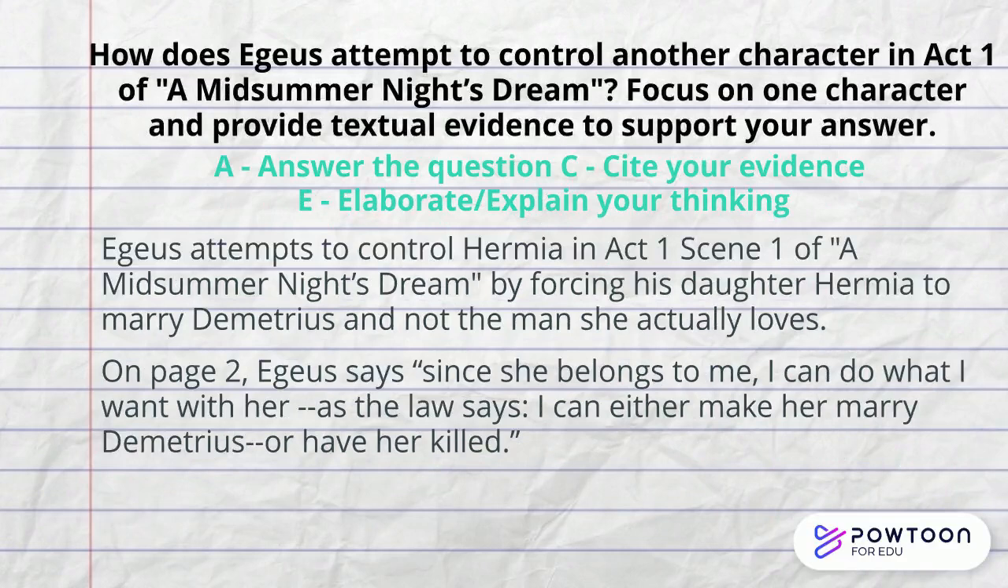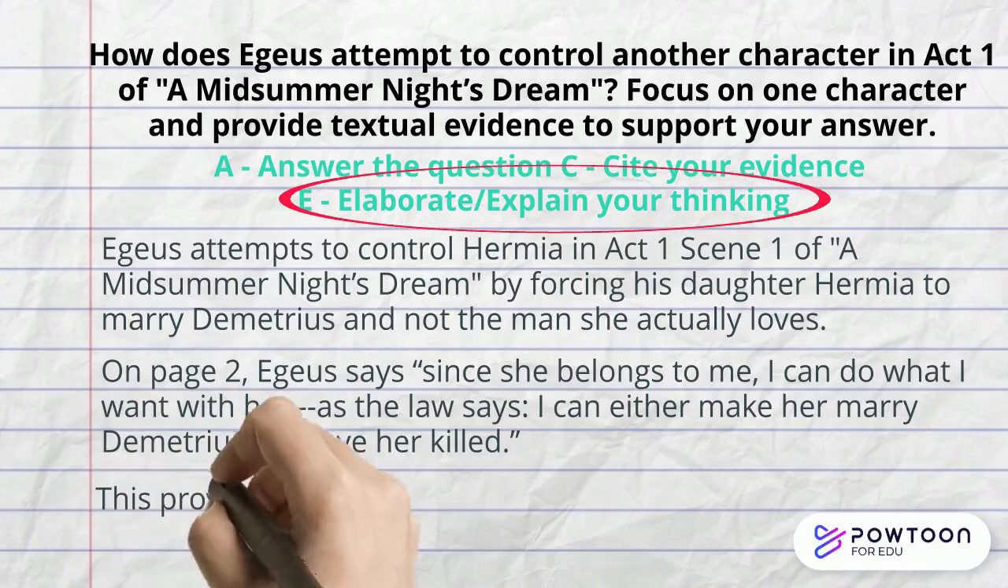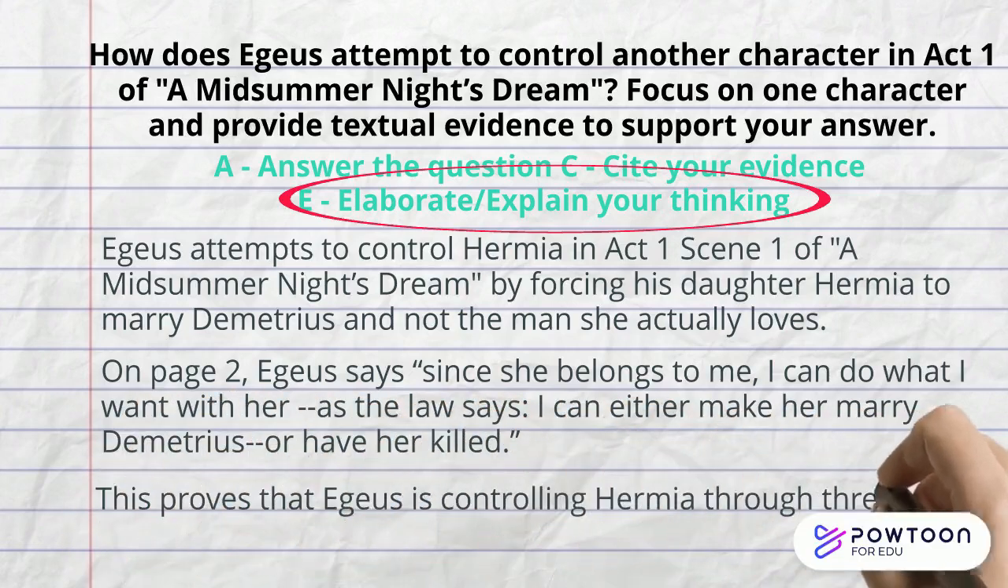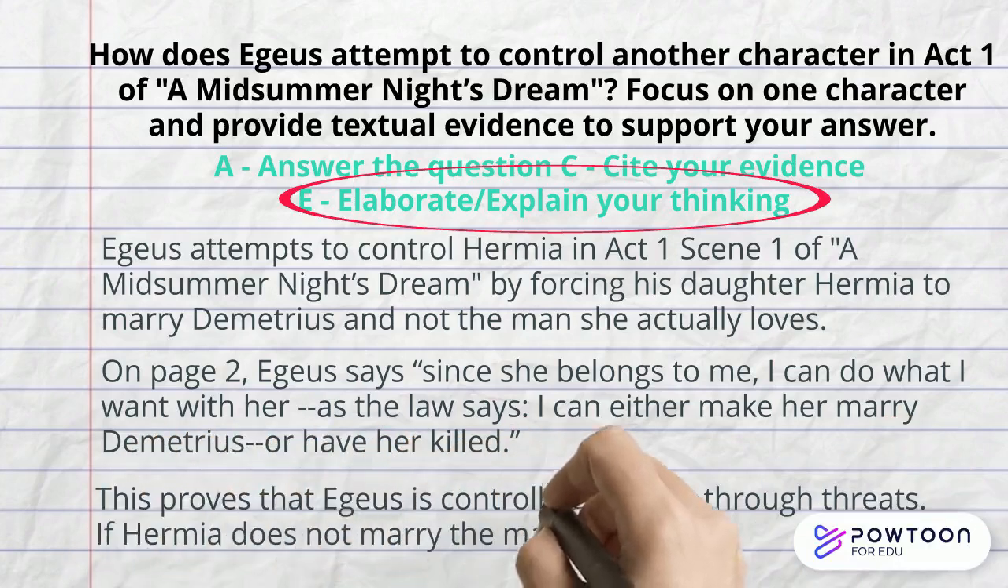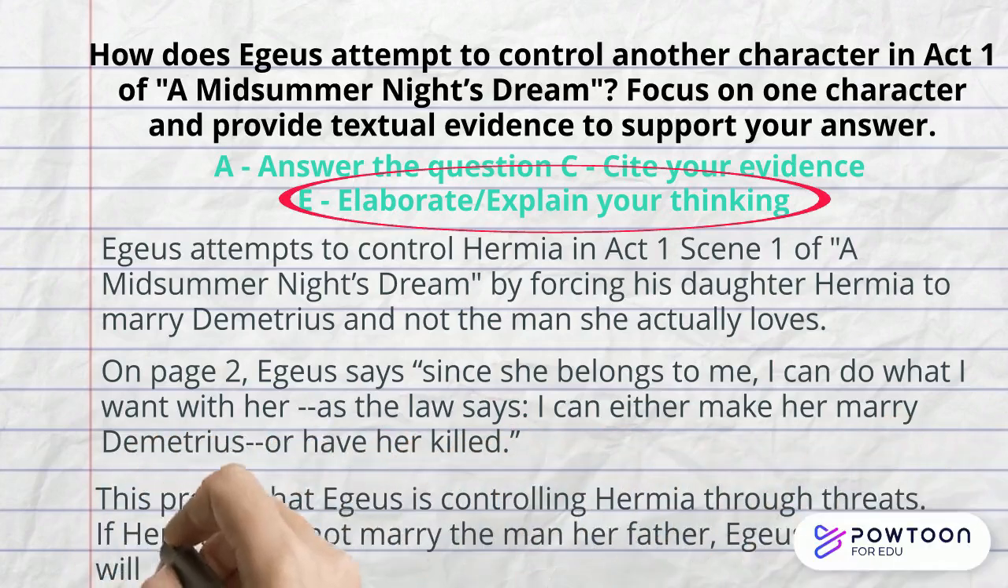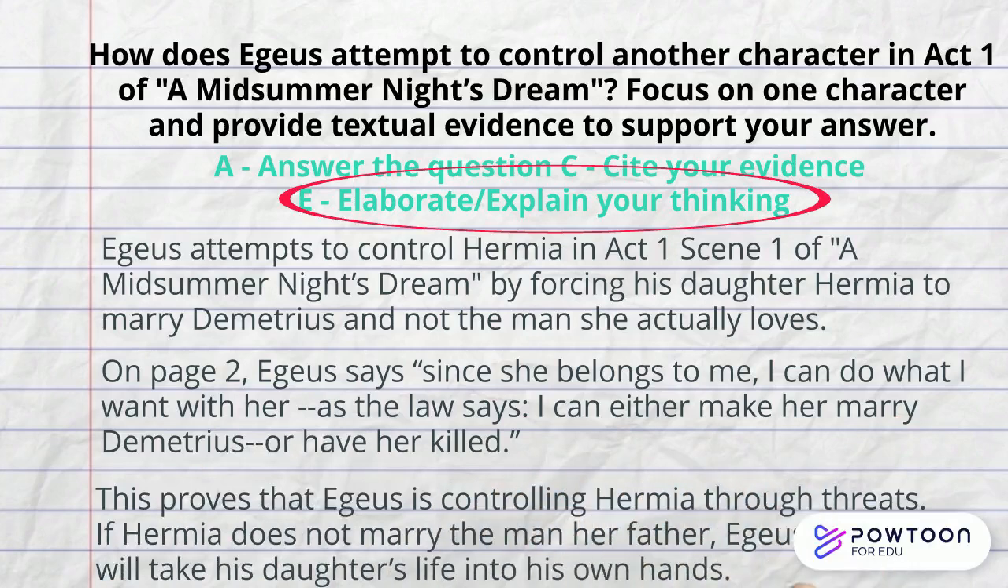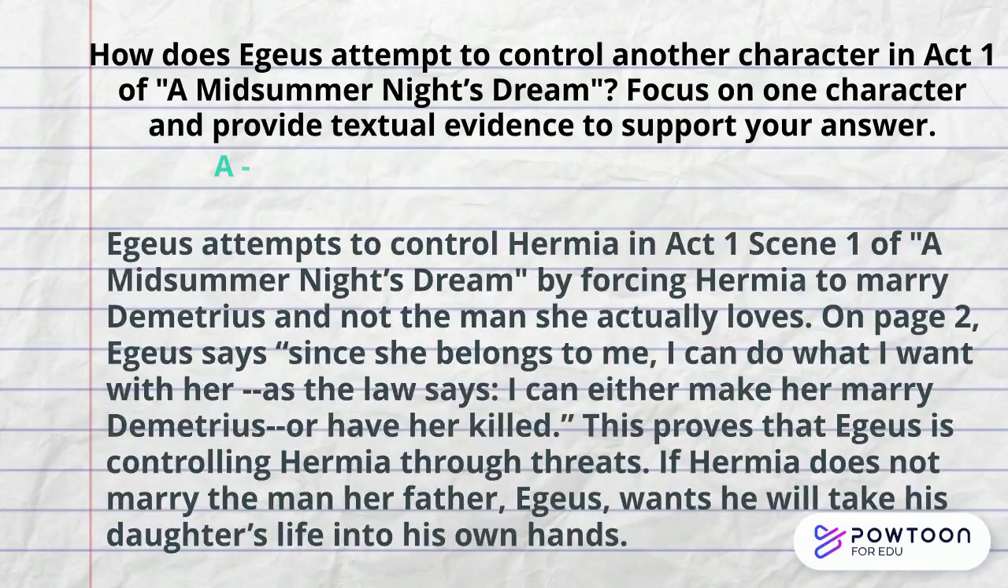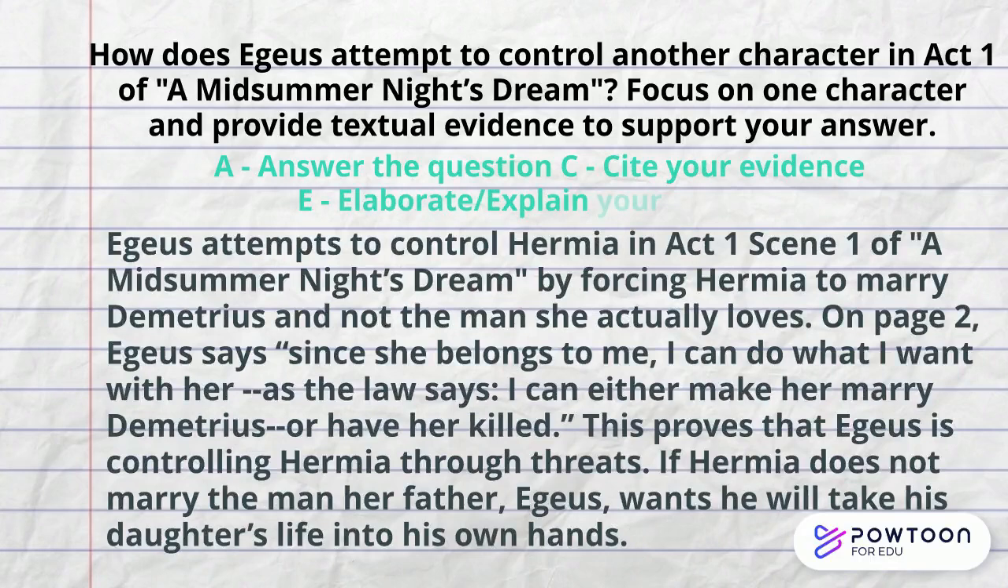Lastly, we are at E, where we need to elaborate or explain our answer. This is where you explain how the evidence we just found supports your answer in the first sentence. Let's give it a shot. And just like that, we have a well-written constructed response paragraph. Let's read it together all the way through one time.